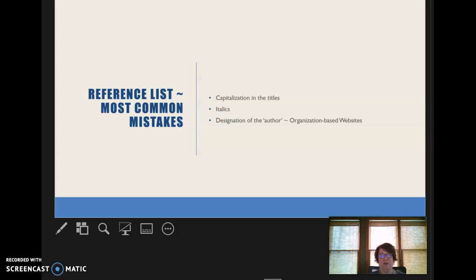a proper noun. So we want to use italics when we're having the title of a book, and we're using italics when we're using the name of a particular periodical journal. Also, designating authors sometimes is problematic, and especially with government websites, you want to go with the organization. Typically, that is the author, unless they have specific authors listed as those who compose that particular document for that website.